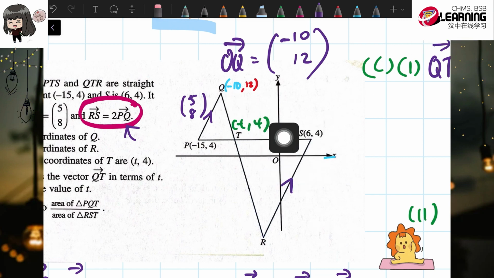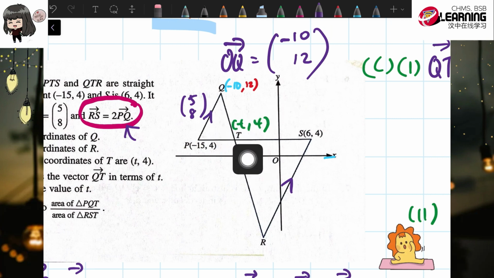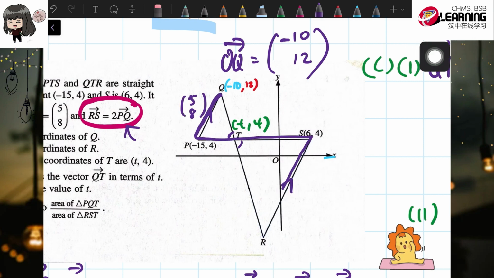So actually, we go back to the topic in year 9, similarity, the congruency and similarity. Under similarity, these 2 triangles are actually similar. How do I know it's similar? Because first, it's a parallel line, and then this angle and this angle are the same because of the vertically opposite angle, and since it's parallel, this angle is the same as this angle.